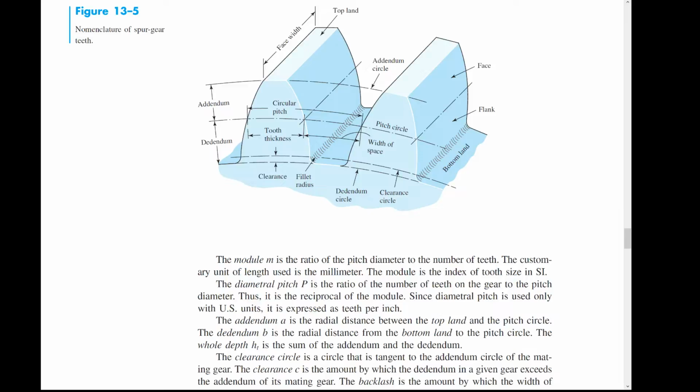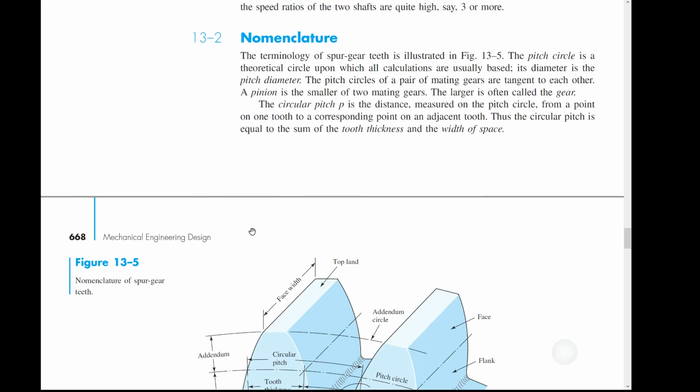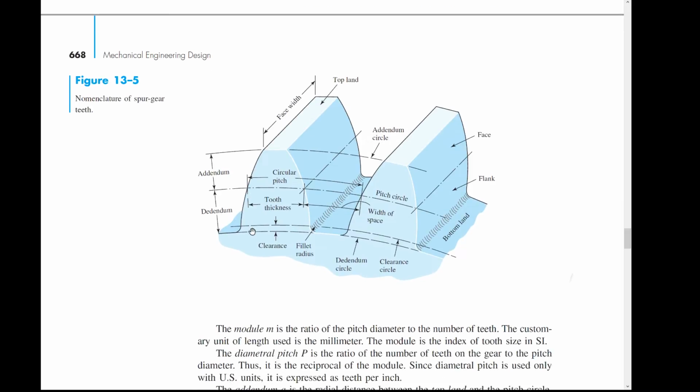The module M is the ratio of the pitch diameter to the number of teeth. So M is just a ratio, pitch diameter to how many teeth. So if it's really big and has 2 teeth, that's not going to work. All right. The customary unit of length used is the millimeter. The module is the index of the tooth size in SI. The diametral pitch, capital P. The lowercase p was the circular pitch.